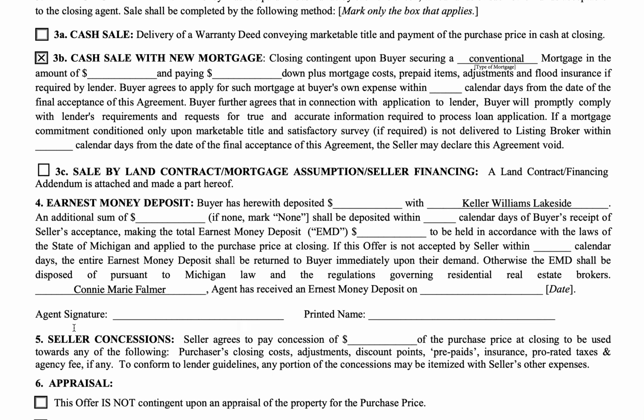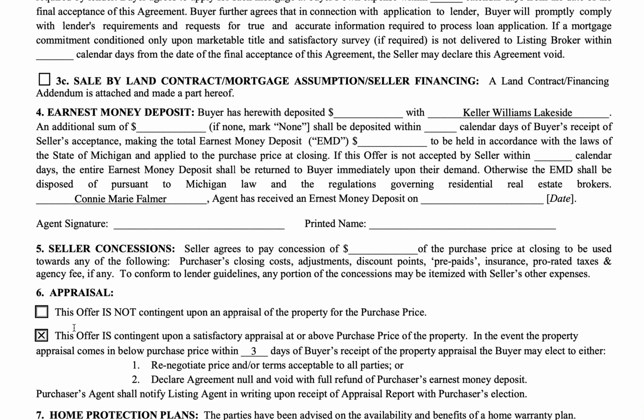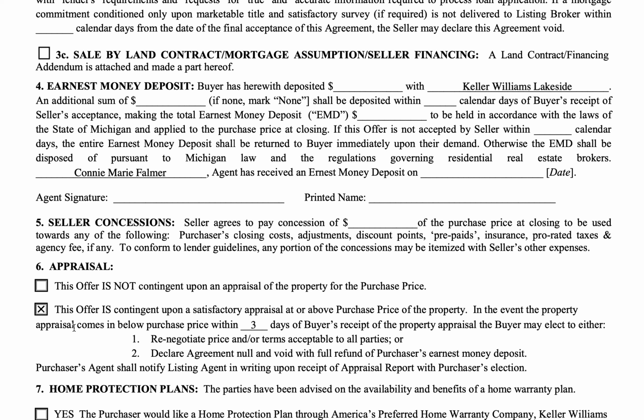The next section is section 4. It's going to be your earnest money deposit. So this is your good faith deposit. You will deposit these funds with my brokerage. My brokerage will hold it and it will be applied towards your closing costs when we go to close on the property.